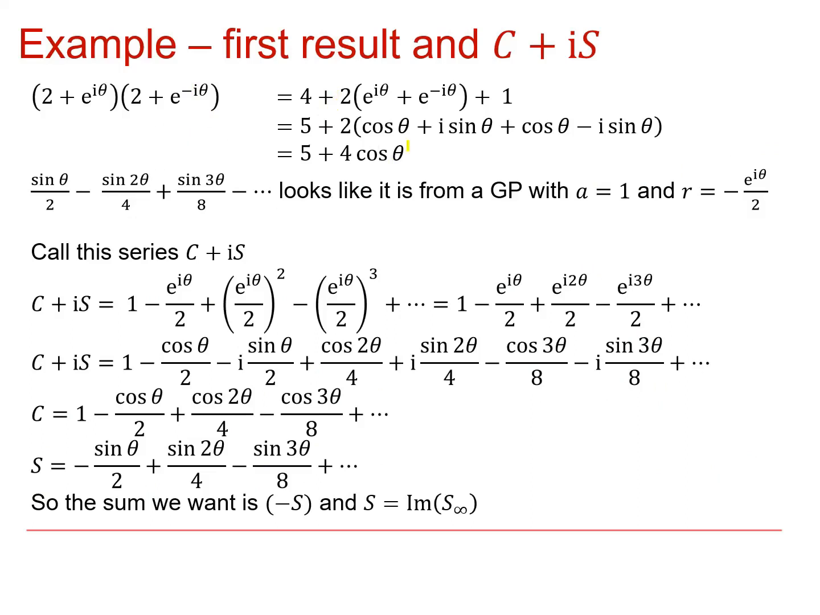There's that written up again so you can follow it. Notice here we've just used the expansion of e to the I theta and e to the minus I theta rather than the fact that this is equal to 2 cos theta. Exactly the same result, you get the same answer. Here's looking at this series and establishing that we think it might have come from there, and indeed working that through, calling the series C plus IS, we get expressions for C and S, and the fact that we want minus S, where S is the imaginary part of the sum to infinity for this series.